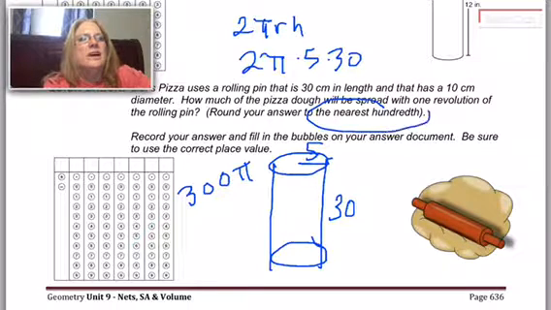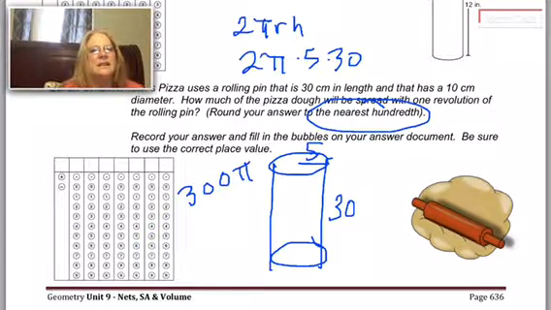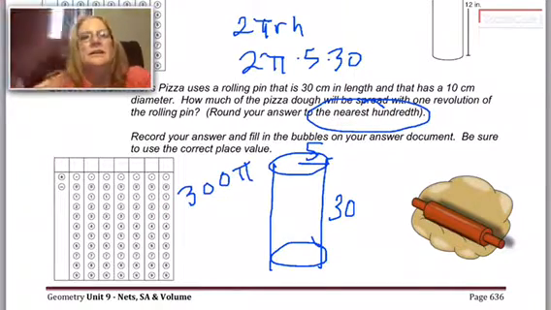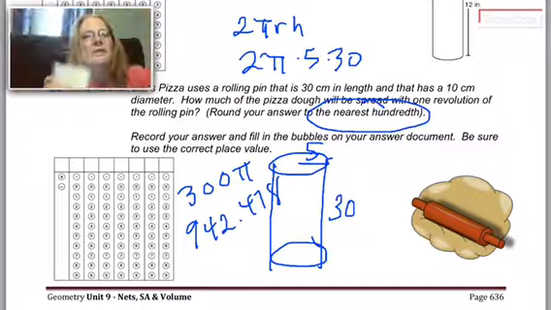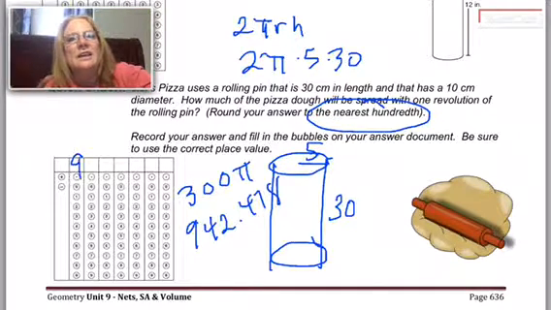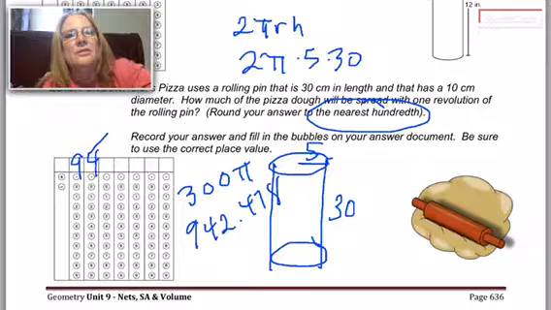Again, they ask us to round to the nearest hundredth. So you're going to take that and put it in the calculator, and again, try to use pi, not 3.14. 300 times pi is approximately, I get 942.478. And so if we round that off, we're going to round that off to 942.48.